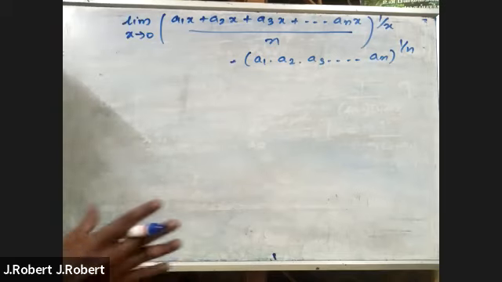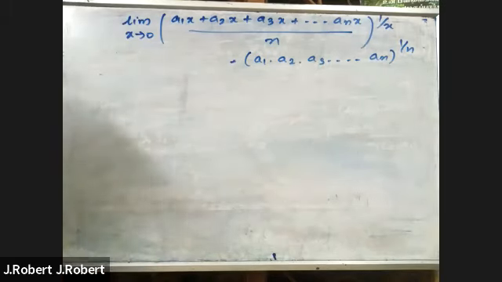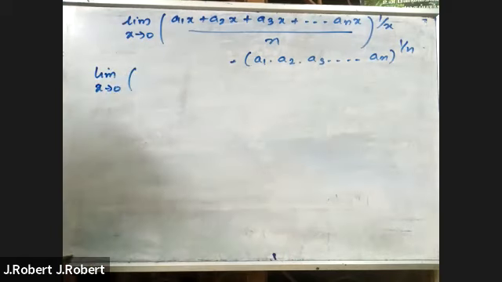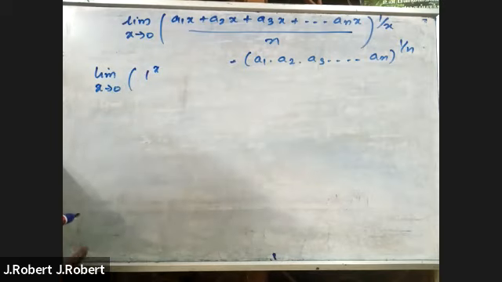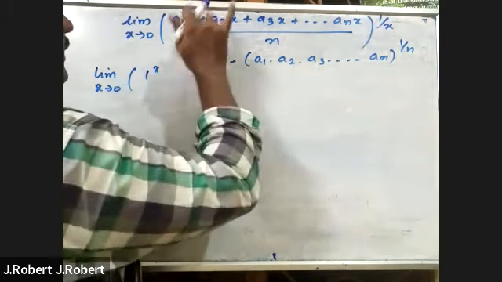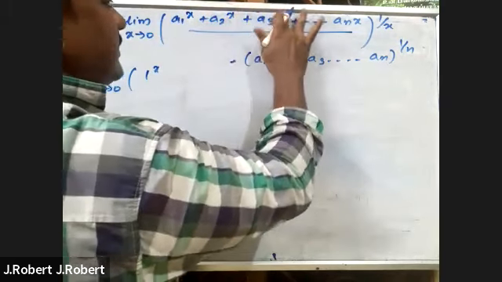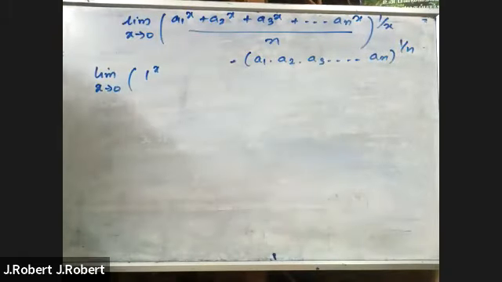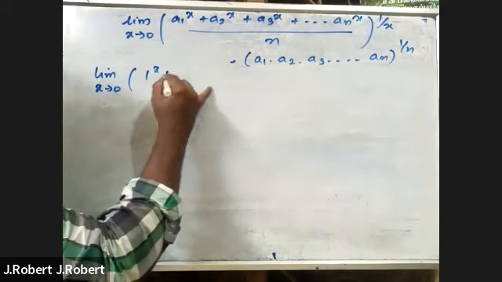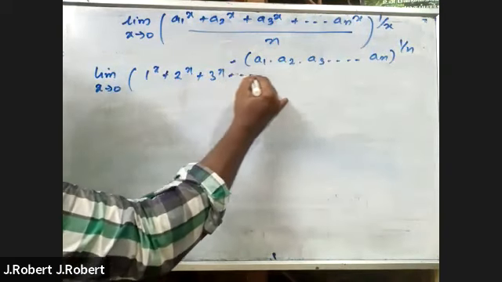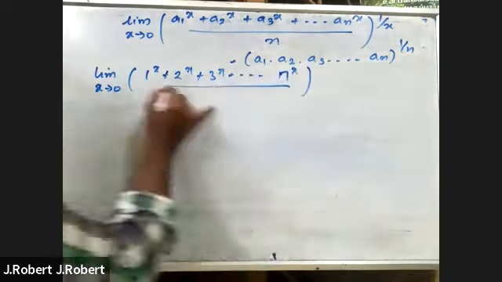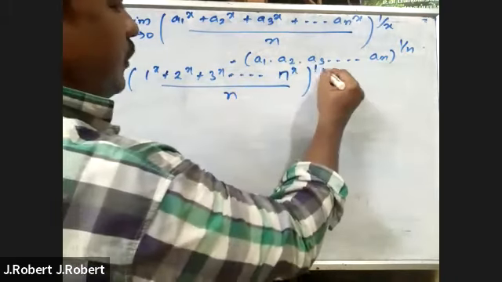Now you see, similar to this result, using this result, I am going to do one problem. Evaluate limit x tends to 0, (1 power x plus 2 power x plus 3 power x plus dot dot dot to n power x, whole thing divided by n) whole power 1 by x.